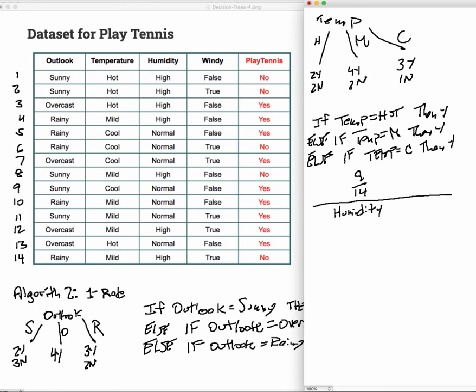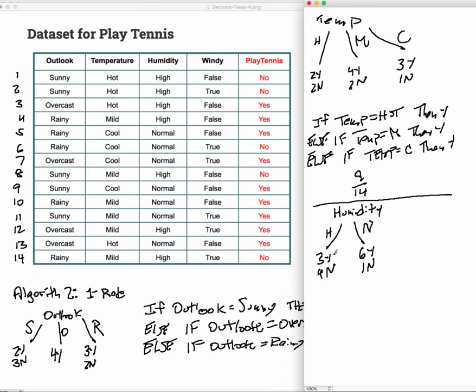And humidity, I can be high or normal. So if it's high no, that's 2 no, that's 1 to 2, that is 2 to 2, that is 2 to 3, that is 3 to 3, that's 3 to 4. So I got 3 yeses, 4 no's. Over here under normal, I've got 1 yes, 1 no, so that's 1 to 1, 2 to 1, 3 to 1, 4 to 1, 5 to 1, 6 to 1. So that's 6 yeses, 1 no.